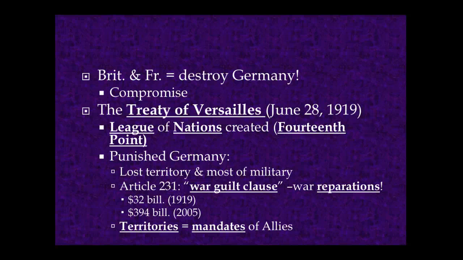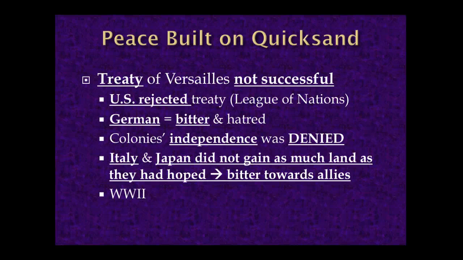And Germany's territories, all of their colonies, become mandates of the Allies. The mandate system is where colonies of the defeated nations are controlled by one of the Allied powers until they're deemed fit for independence, which basically means until the Allied powers feel like giving them independence. So the Treaty of Versailles is pretty much a peace built on quicksand. It is not successful by any means.